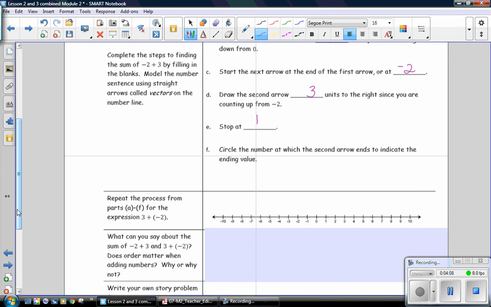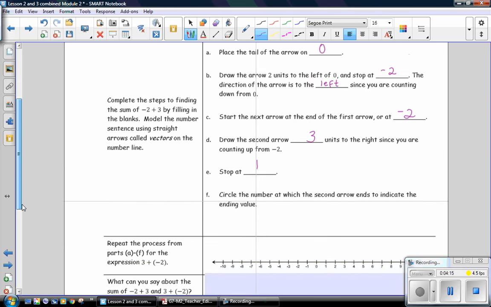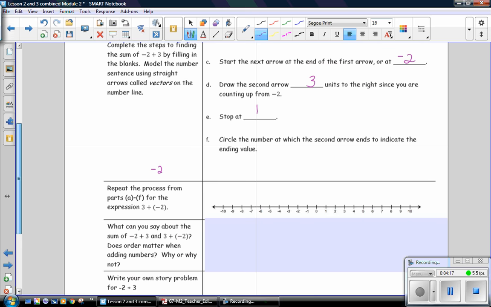Repeat the process from parts A through F for the expression 3 plus -2. So in the previous problem, the problem was -2 plus 3. And on this number line, we're going to do the problem 3 plus -2. So again, we start at 0, and we're going to go in the positive direction 3 to the right. 1, 2, 3. And from there, we're going to go to the left 2. 1, 2. And we stop at 1.